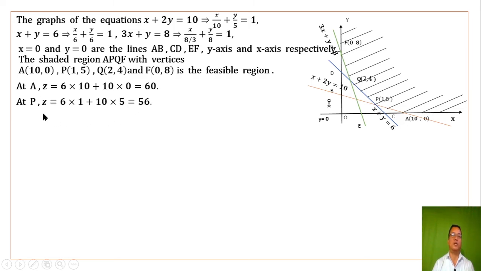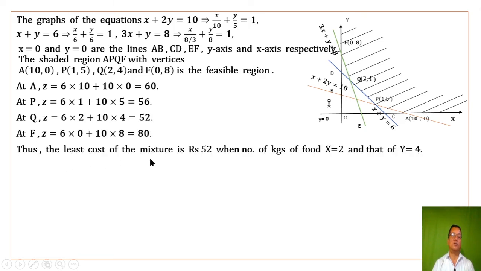We get at A, Z equal to 60, at P, Z equal to 56, at Q, Z equal to 52, at F, Z equal to 80. Which one is the minimum, the least? 52. Thus, the least cost of the mixture is rupees 52 when the number of kgs of food X is 2 and that of Y is 4.